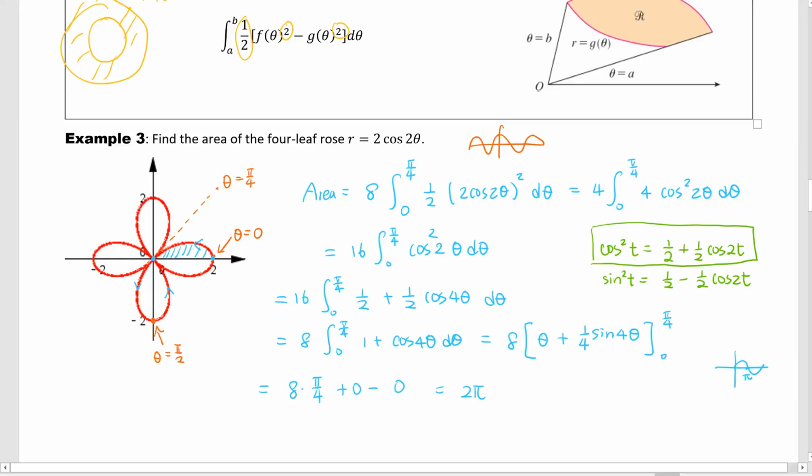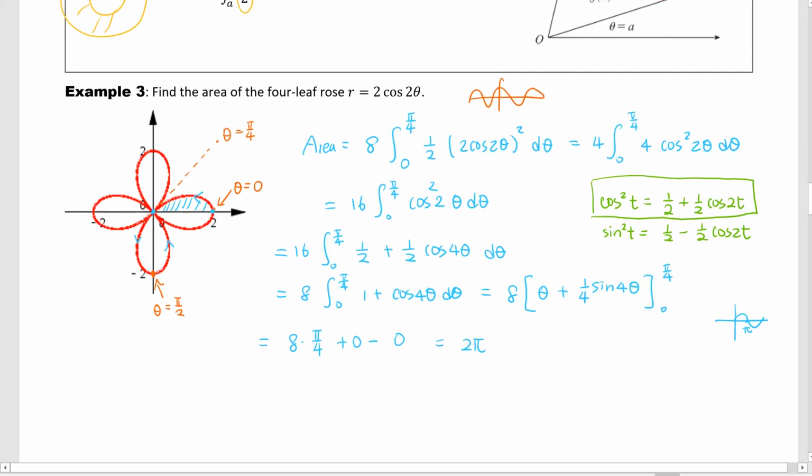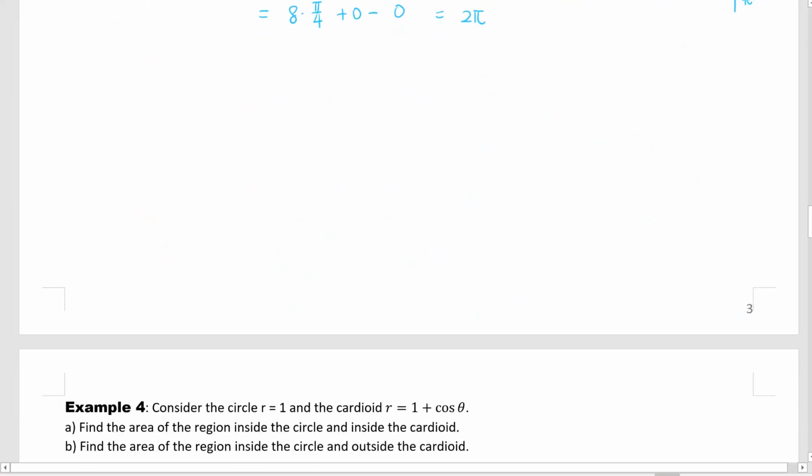So far, so good, everybody? Alright, so that is example 3. So let's do more exercises.